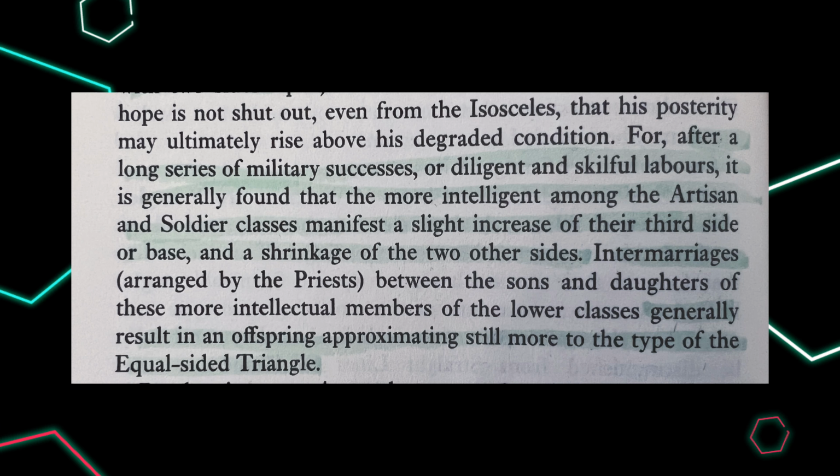Hope is not shut out, even from the isosceles, that his posterity may ultimately rise above his degraded condition. For after a long series of military successes or diligent and skillful labours, it is generally found that the more intelligent among the artisan and soldier classes manifest a slight increase of their third side, or base, and a shrinkage of the two other sides. Intermarriages between the sons and daughters of these more intellectual members of the lower classes generally result in an offspring approximating still more to the type of the equal-sided triangle.